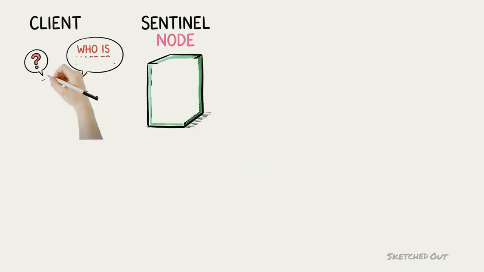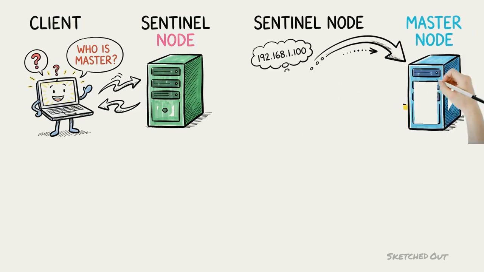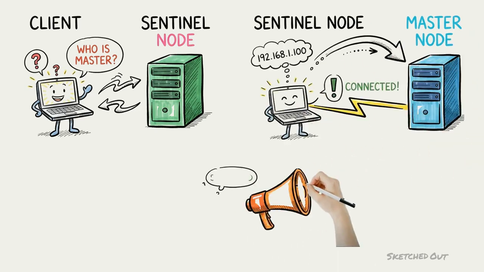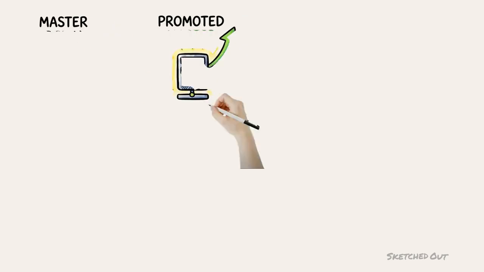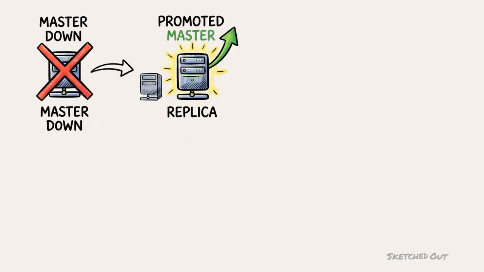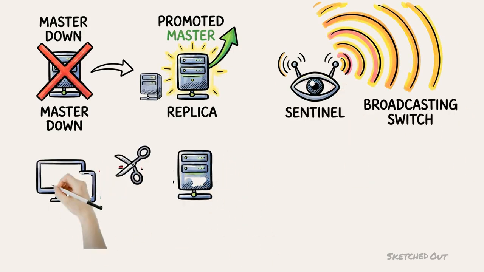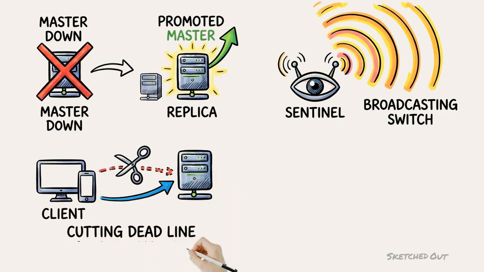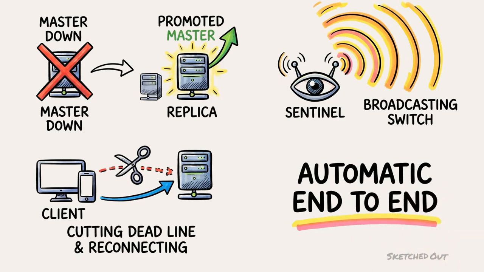On startup, the client calls a Sentinel and asks one question: who is the current master for this name? Sentinel answers with the address, and the client connects there. And it gets better because the client also subscribes to Sentinel's announcements. The moment a failover happens and a replica is promoted, Sentinel broadcasts the switch. Every subscribed client hears it, drops the dead connection, and reconnects to the new master within seconds. No hosts file, no restart, no human. The failover is finally automatic end to end.